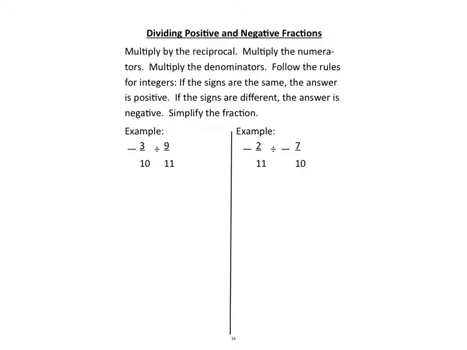The final operation for positive and negative fractions is division. The first step is going to be multiply by the reciprocal.